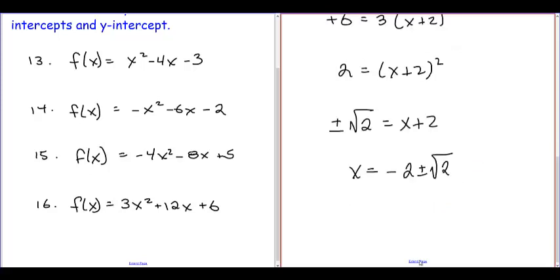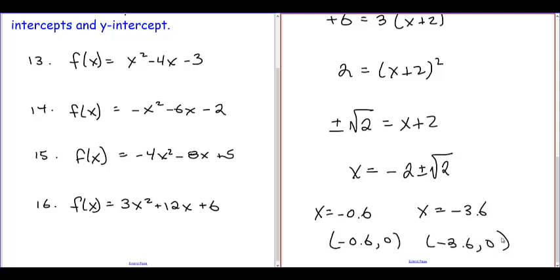So let's get our calculator out. Negative 2 plus the square root of 2. So one x-intercept has the x value of negative 0.6, and the other one is negative 2 minus the square root of 2, which is negative 3.4, which is negative 0.6 comma 0 and negative 3.4 comma 0. So those are the coordinates of the x-intercepts.